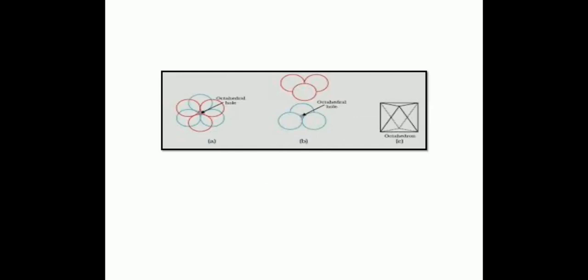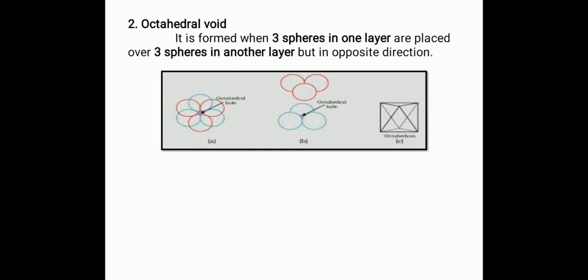Now in octahedral void, we are going to take a total of 6 spheres such that 3 spheres are in one layer and the next 3 spheres are in the second layer, but in an inverted direction. Now here you can see the second figure, the B figure. The orange color circles are in one direction and the blue color circles are in the other direction. When I place these orange color circles on the blue color circles, I'll find some empty space at the center, which can be seen in figure A. So this kind of void produced by a total of 6 spheres is called an octahedral void.